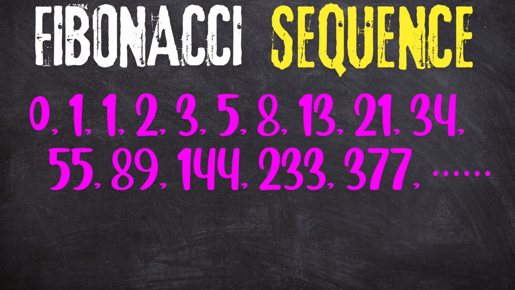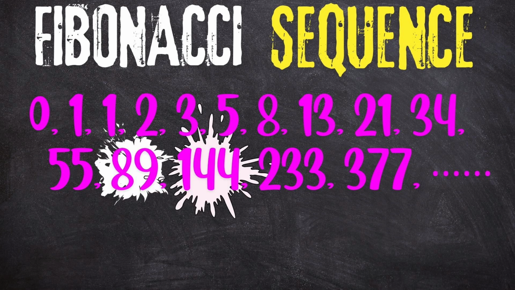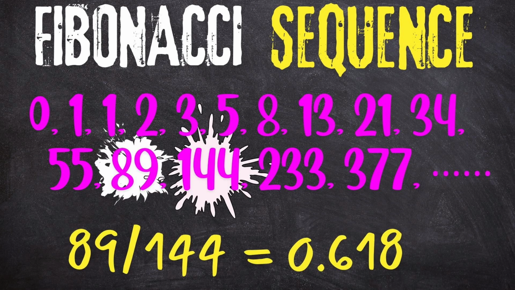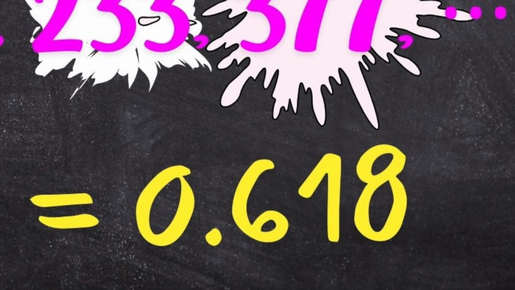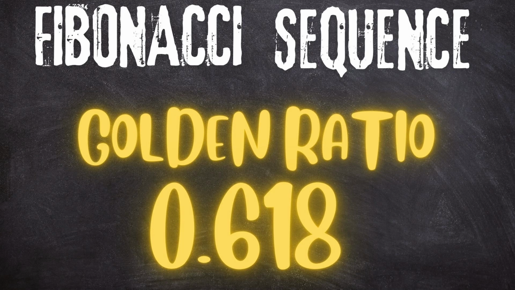Now let's consider two numbers, for example 89 and 144. Their ratio is 0.618. Another pair of numbers, 233 and 377. Their ratio is also 0.618. From this point onwards, this ratio remains consistent across all higher numbers. This is why it's known as the golden ratio.